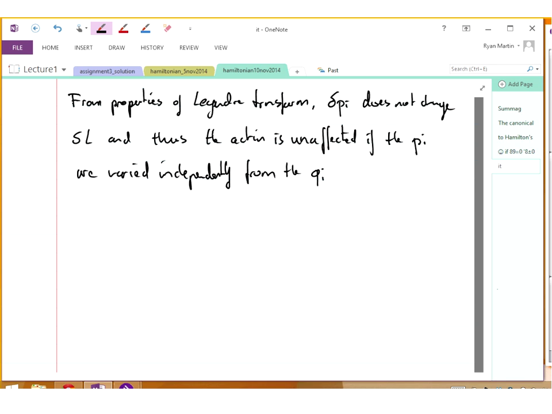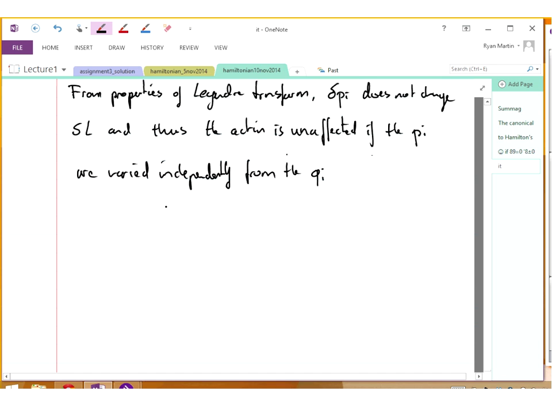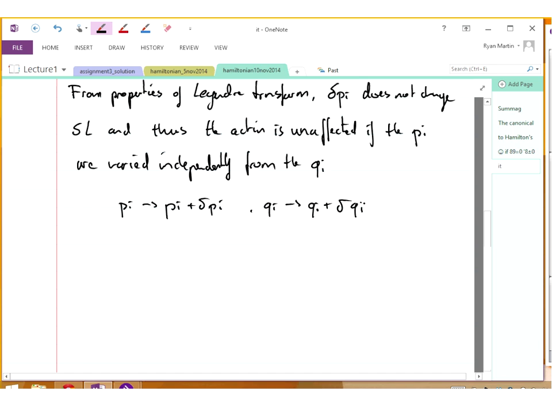So we'll consider a variation now where we vary both Pi and Qi. And we know that varying the Pi actually has no effect, but we'll be able to pick out terms that give us the canonical equations. So we'll pretend like varying the Pi makes a difference, even though it doesn't. So the Pis will vary so that they go to Pi plus delta Pi, and the Qis will vary so that they go to Qi plus delta Qi.